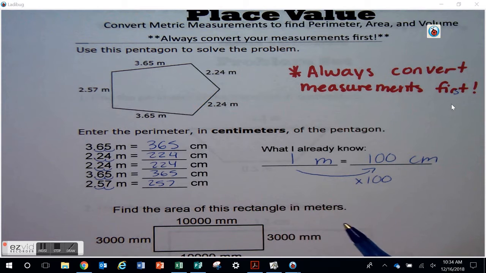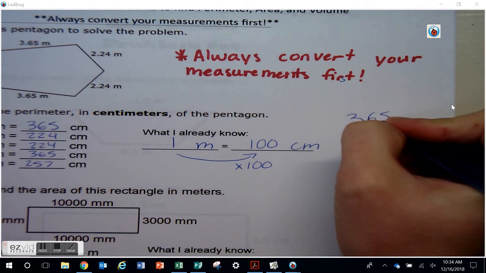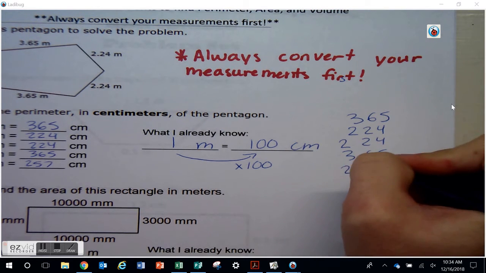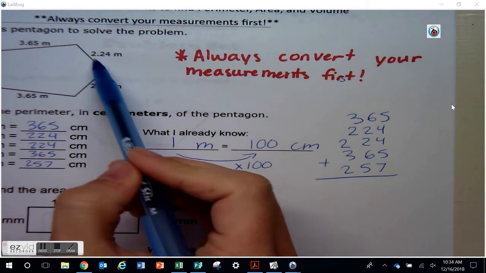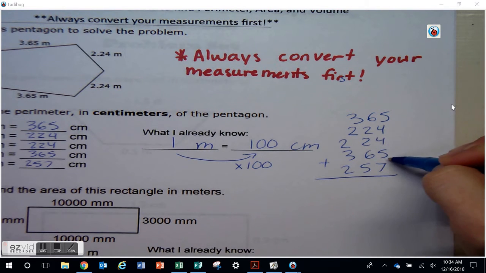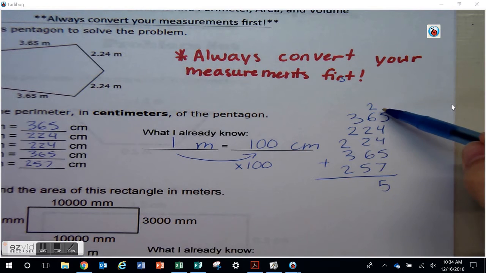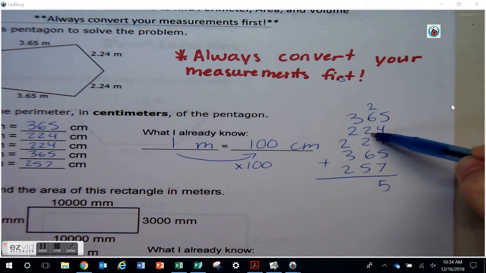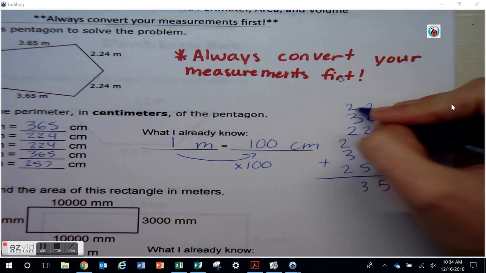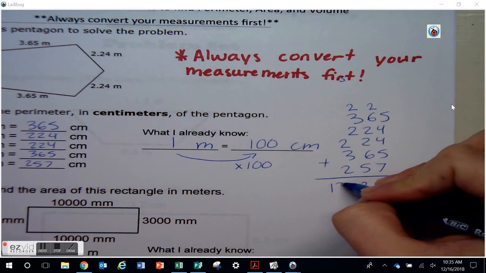So I have 365, 224, 224, 365, and 257. Perimeter, remember, is when we add all the side lengths together. So 5 plus 4 is 9, 9 plus 4 is 13, 13 plus 5 is 18, 18 plus 7 is 25. 2 plus 6 is 8, 8 plus 2 is 10, 10 plus 2, 12, 12 plus 6 is 18, 18 plus 5 is 23. 2 plus 3 is 5, plus 2 is 7, plus 2 is 9, plus 3 is 12, plus 2 is 13. So here we have 1,335 centimeters. That's the perimeter of that shape.